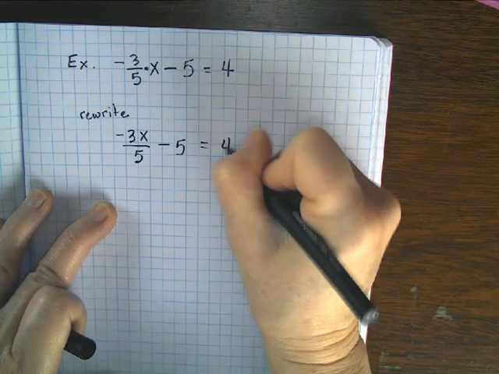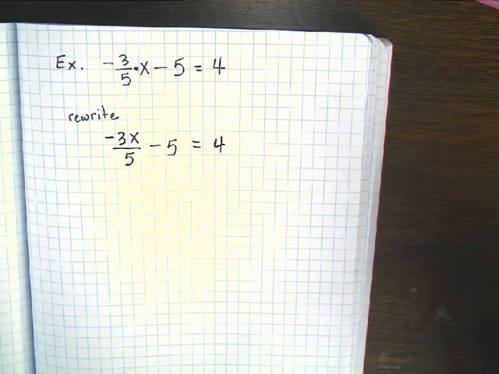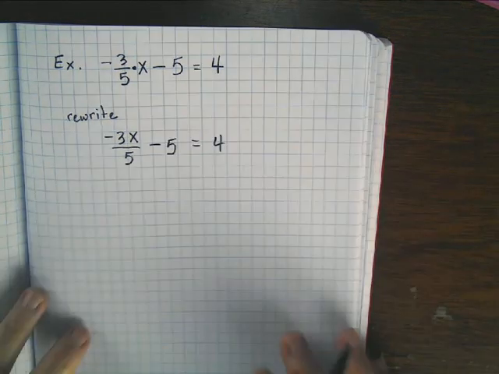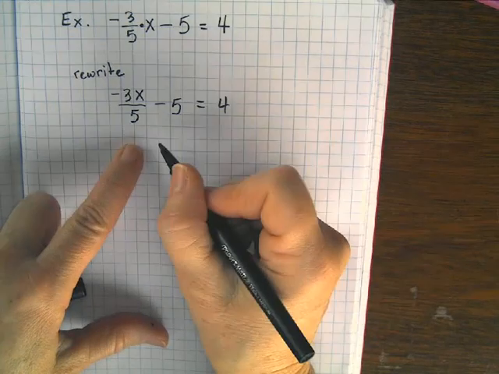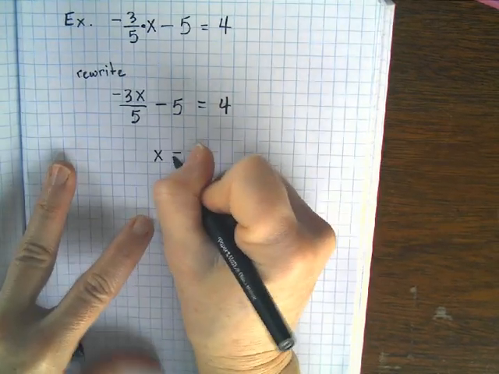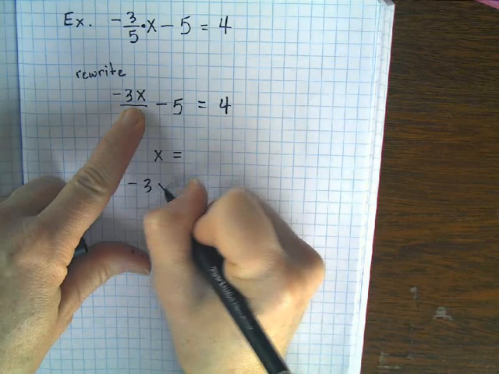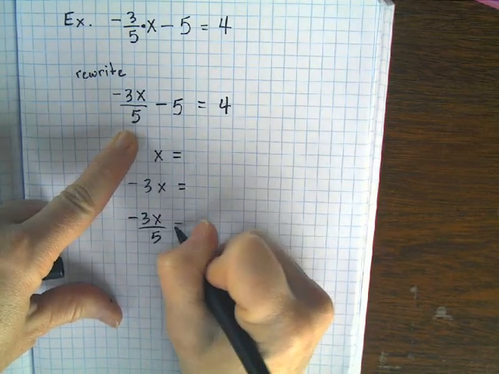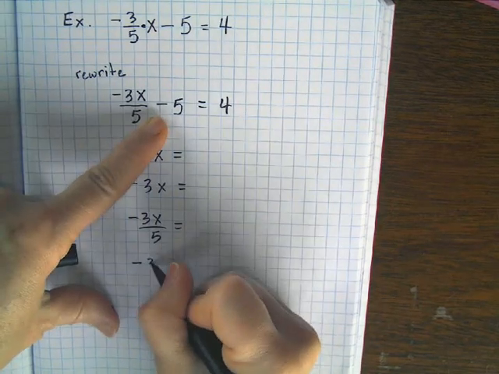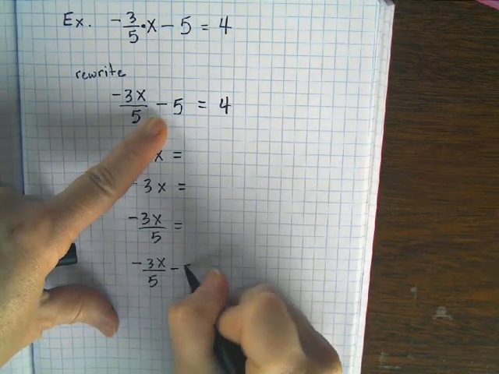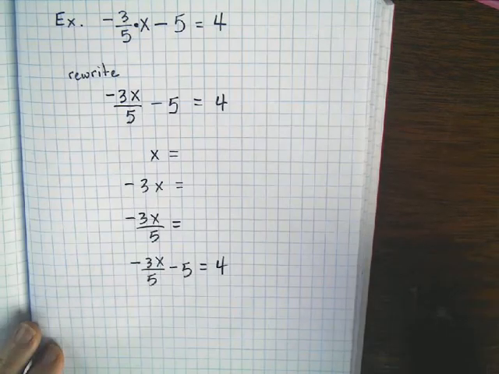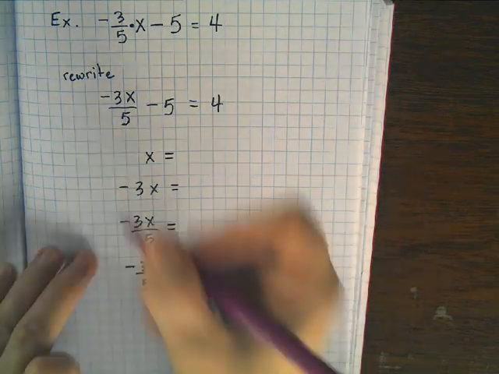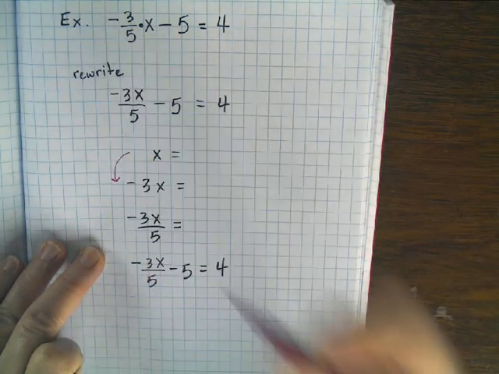And now we can actually do this the deconstruction way. And you might like this better, and that's fine. You can do it the balanced way, or you can do it deconstruction. So my deconstruction would be x equals what's happening to the x. It's being times by negative 3, and then it's being divided by 5, and then it's being minused by 5 to get 4. Okay? So we can do it this way. This totally works. All right? You don't have to do it the fancy way with the reciprocals and all that.